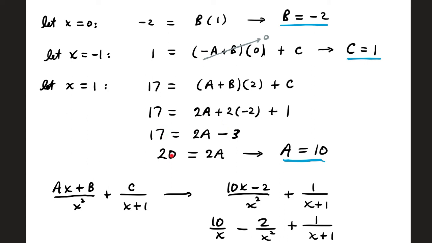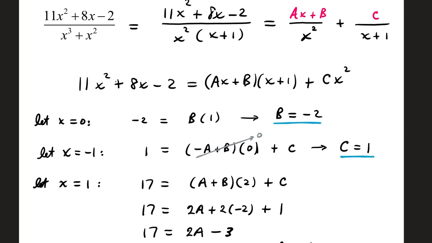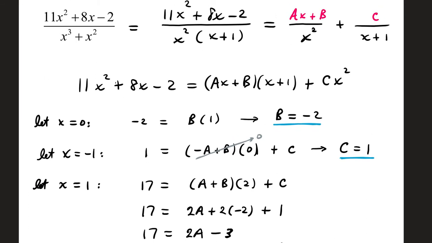Add 3, that makes 20. Divide by 2, and that gives us 10. So at this point, we have a equals 10, b equals negative 2, and c equals 1. Telling us, look at the very top right of your screen, that we have (10x minus 2) over x squared plus 1 over (x plus 1).